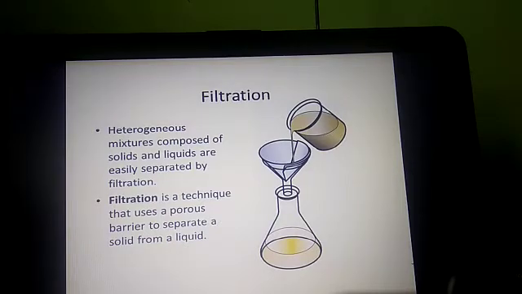The filter paper is a kind of sieve. The liquid particles are so small that they can pass through the holes of the filter paper, the paper fibers. The solid particles are too big and are trapped on the filter paper. So heterogeneous mixtures composed of solids and liquids are easily separated by filtration. It uses a porous barrier to separate solid from liquid.